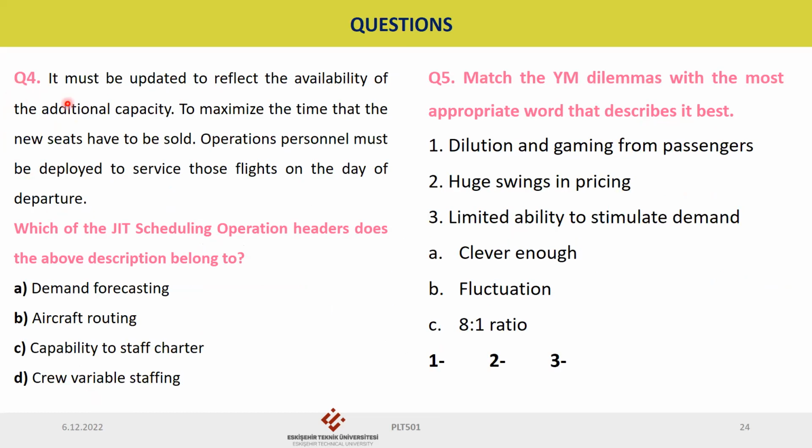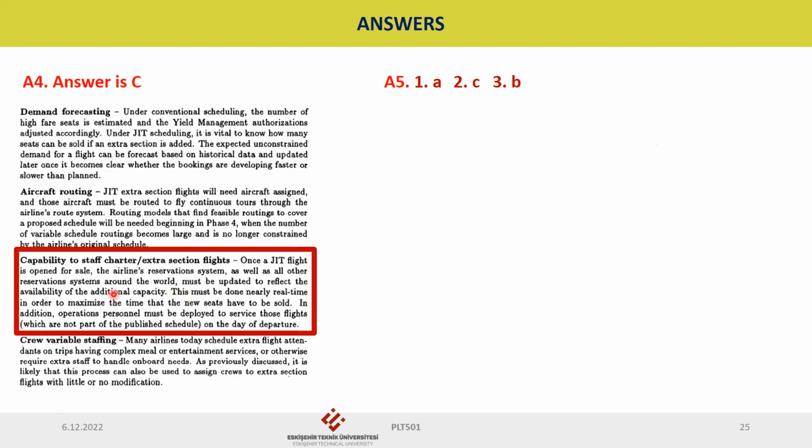Okay, the fourth one is, it must be updated to reflect blah blah. I'm going to say the question first. Which of the just-in-time scheduling operation headers does the above description belong to? Which title? It must be updated to reflect the availability of the additional capacity, to maximize the time that the new seats have to be sold. Operations personnel must be deployed to service those flights on the day of departure. Which one? Not A, not B, capability, or crew variable staffing? We will see together. The answer is the capability of the staff.